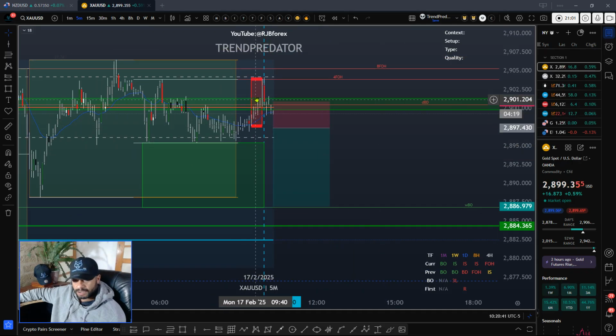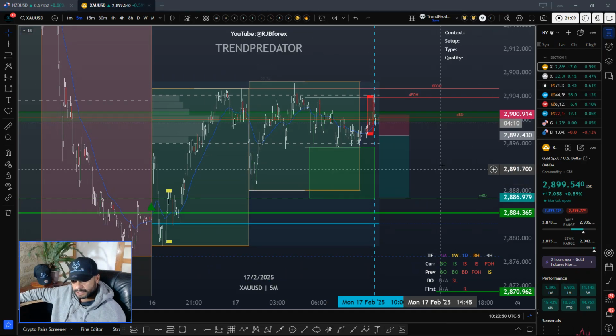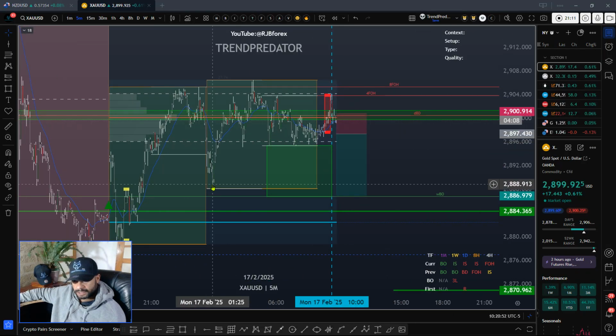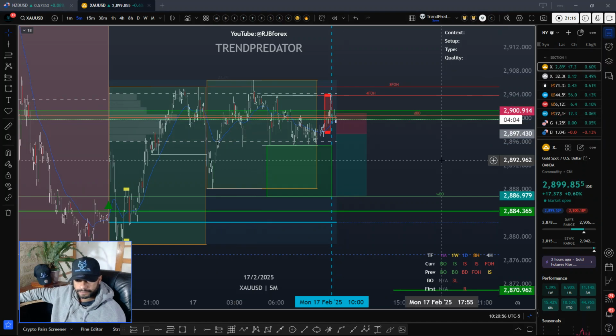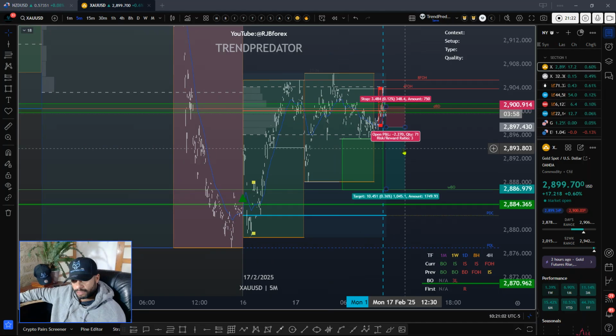If we get outside of the equities box, then I'd anticipate it continuing down into the rally from London. Okay, so that's thesis one.